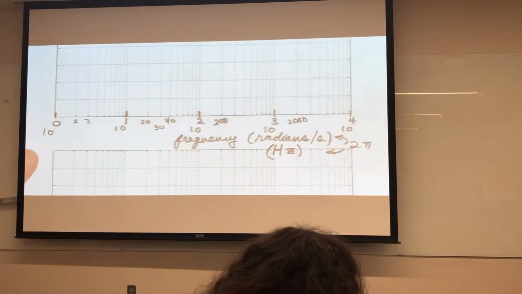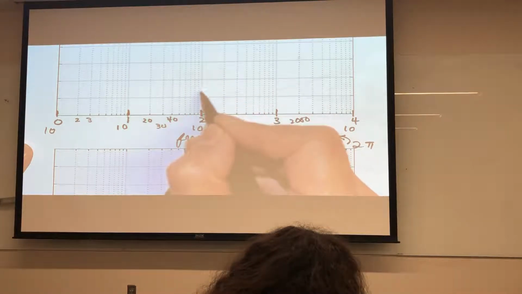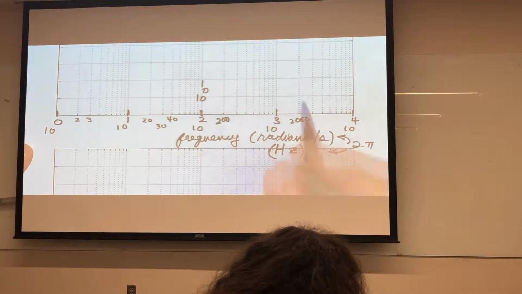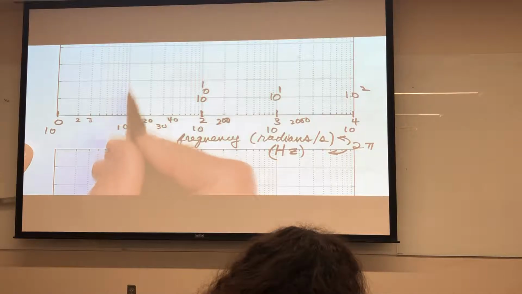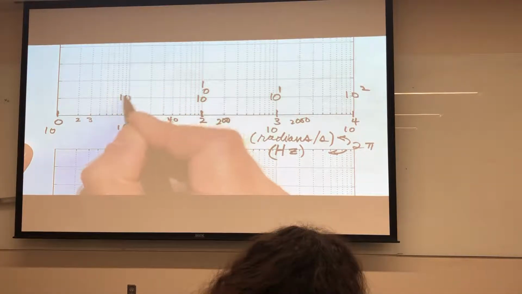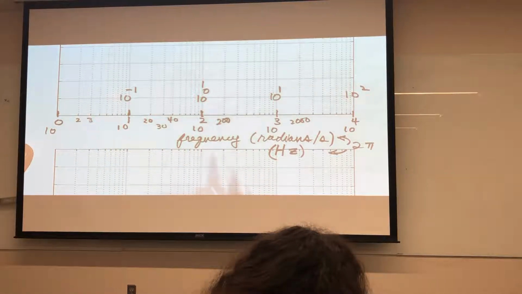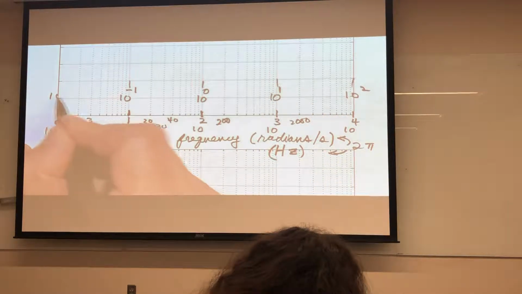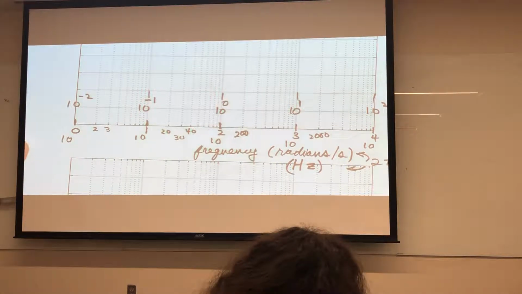I could have also maybe put 0 somewhere else. I could have put 0 right here. As an alternative, I could put 0 right here. This is 10 to the 0. And this would be 10 to the 1. And this would be 10 to the 2. This is another way. This then should be 10 to the minus 1, at this major division. This would be 10 to the minus 2. In other words, this would be 0.01, 0.1, and so forth.